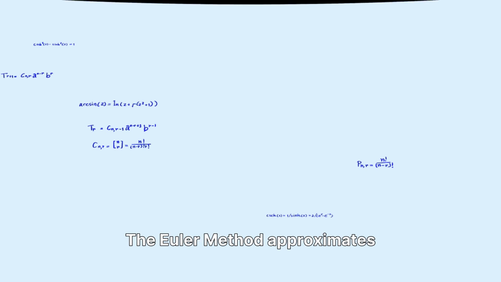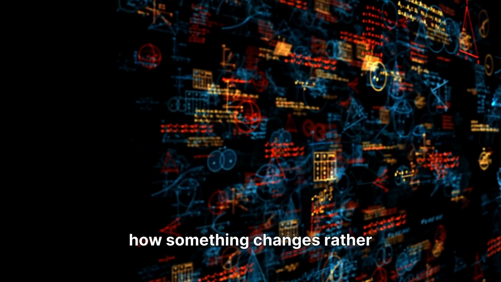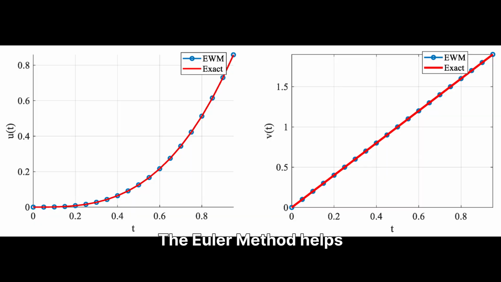The Euler method approximates how systems change over time. These systems are described by differential equations, showing how something changes rather than what it is. The Euler method helps predict the future state of a system step by step, even when exact calculations are impossible.